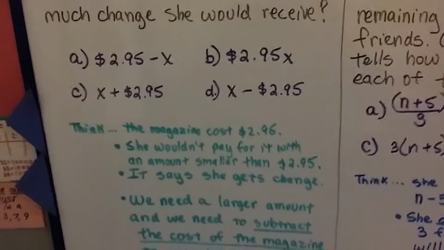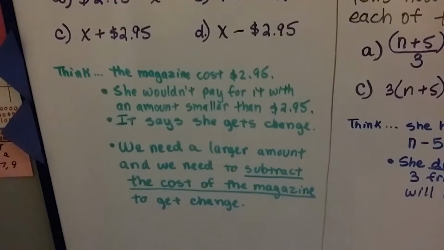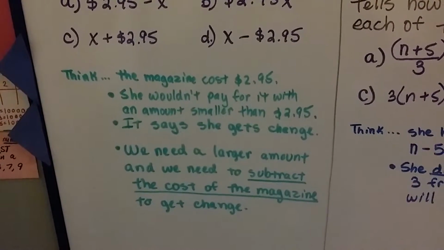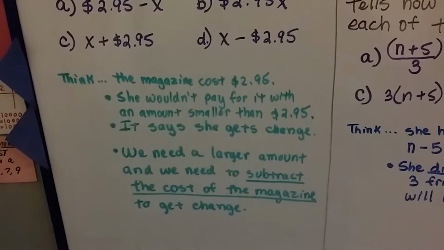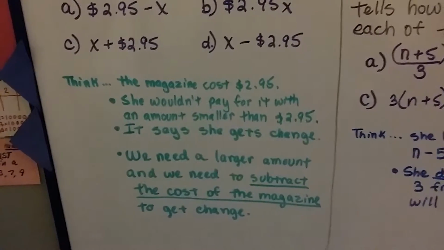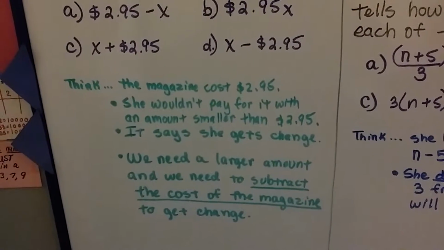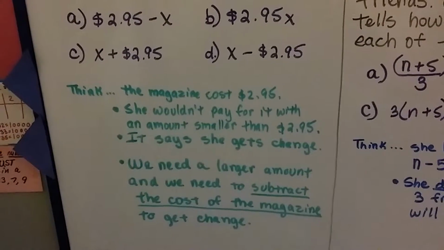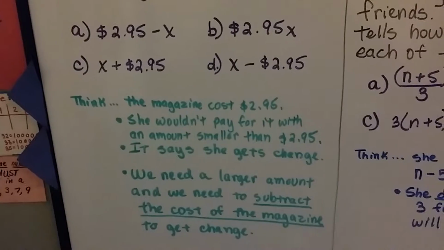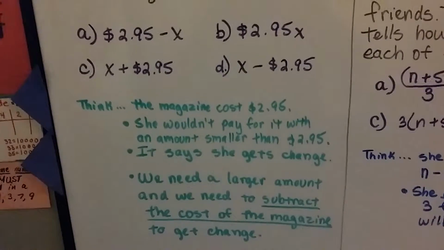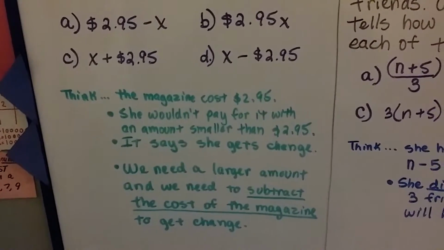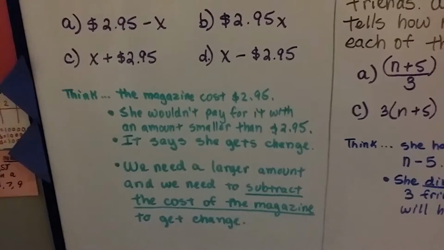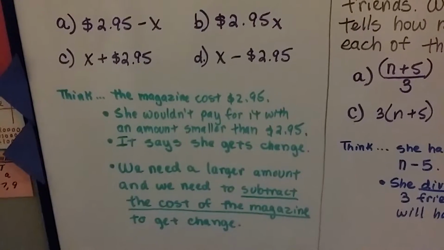All right, so let's think. The magazine cost $2.95. She wouldn't pay for it with an amount smaller than $2.95, and it says she gets change. We need a larger amount, and we need to subtract the cost of the magazine to get the change. So what would be a larger amount for X that we could subtract the amount of $2.95 from to get change? Well, the only one that seems to make sense would be D.